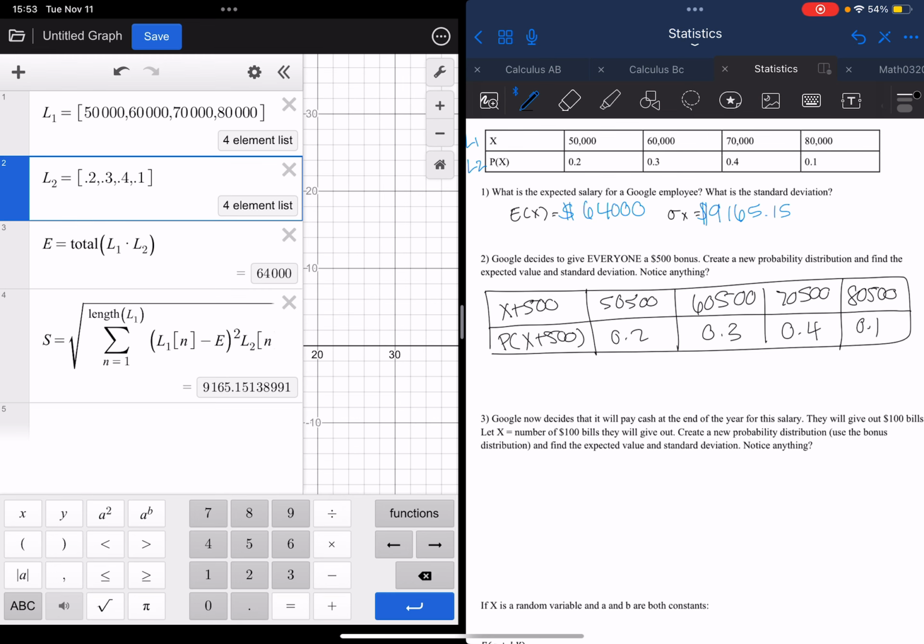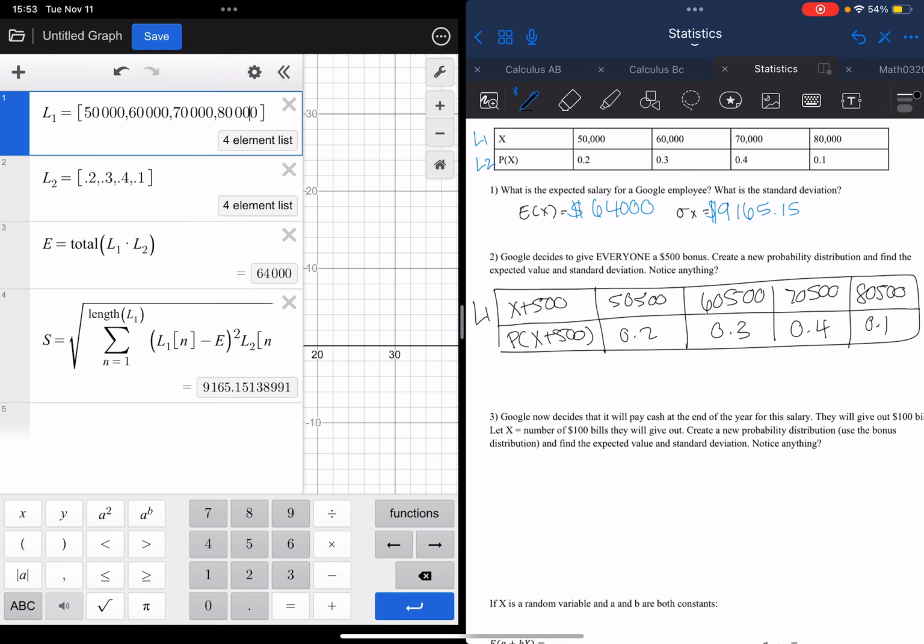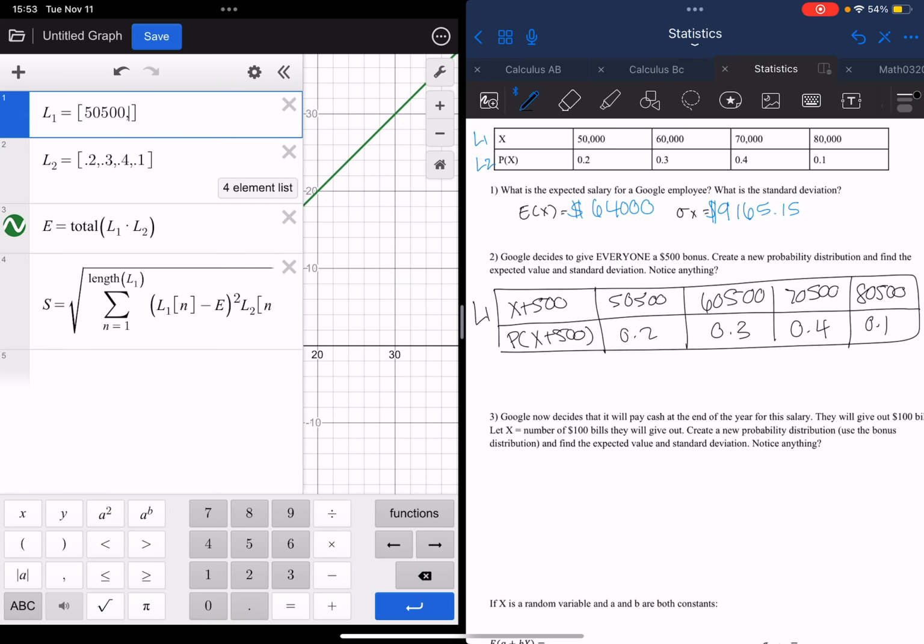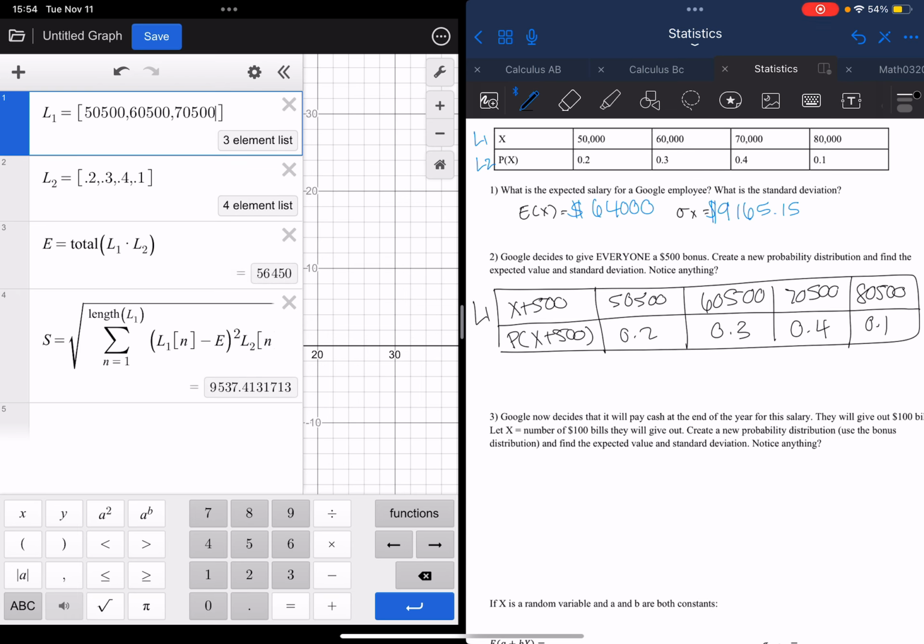So that means list 2 stays the same, and I'm just going to go through here and replace list 1 with 50,500, 60,500, 70,500, and 80,500. Notice that the expected value of X plus 500 is equal to 64,500, which means 500 just got added to the expected value. And the standard deviation of X plus 500 is equal to 9,165.15, which means that the expected value increased by 500, but the standard deviation did not change.